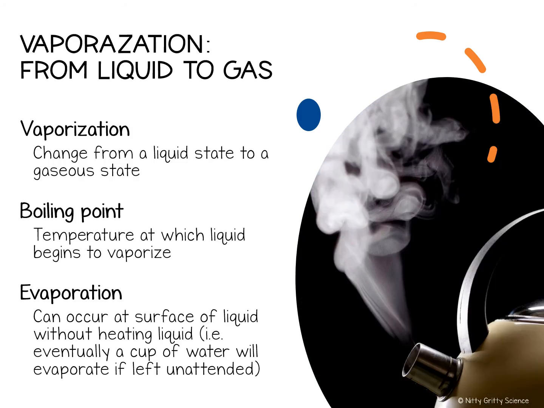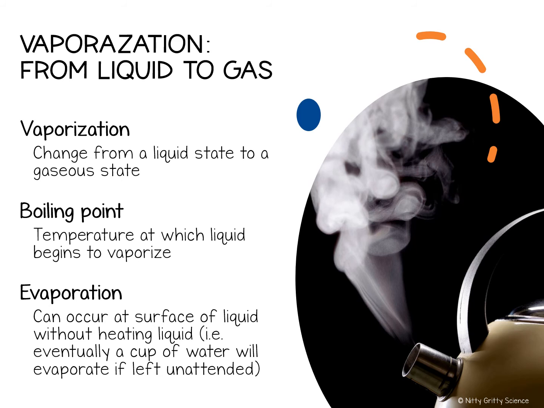When particles move fast enough, they can escape the attractive forces of other particles and enter the gas state. This process is called vaporization. Vaporization can occur in two ways: evaporation and boiling. Evaporation is vaporization that occurs at the surface of a liquid, and it can occur at temperatures below the liquid's boiling point. A second way the liquid, of course, can vaporize is by boiling.